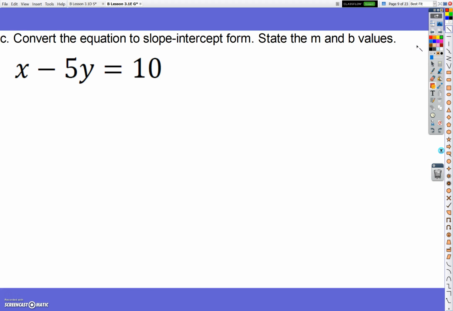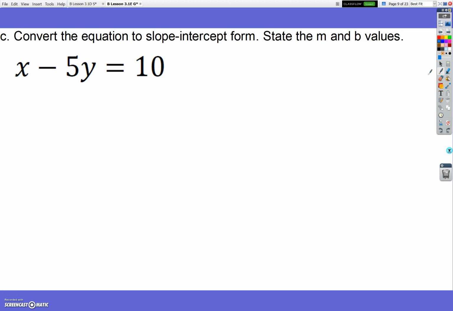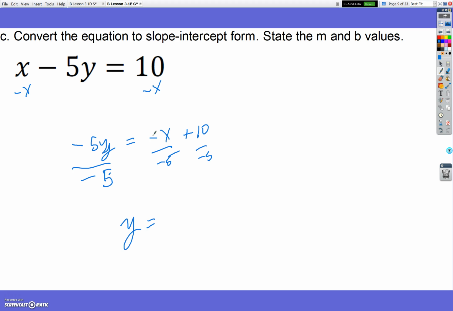So, if we were to convert this equation into slope-intercept form, which means we need y by itself, let's see what would happen. First, I would minus x on both sides. This would give me negative 5y is equal to negative x plus 10. I would then divide each and every term by negative 5. This would give me y equals, a negative divided by a negative is a positive, and x over 5 is equivalent to 1 over 5 times x. And then a positive divided by a negative is a negative. 10 divided by 5 is 2. So I have the equation y equals 1/5 x minus 2.